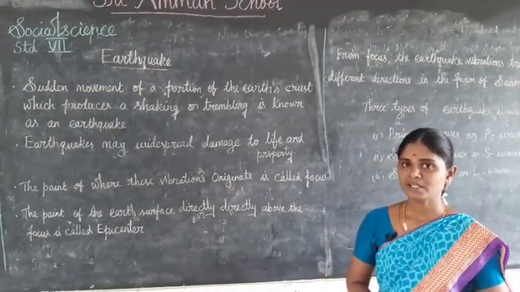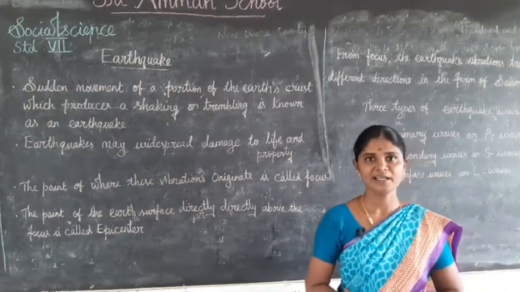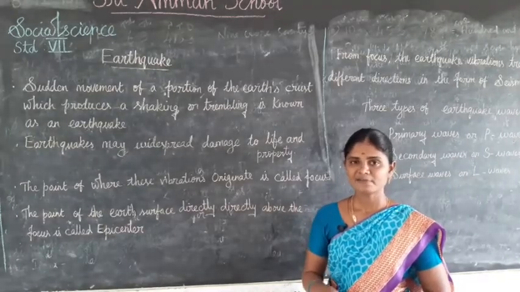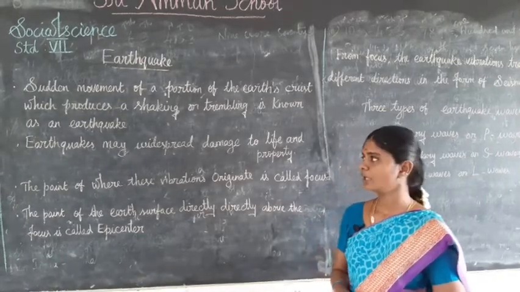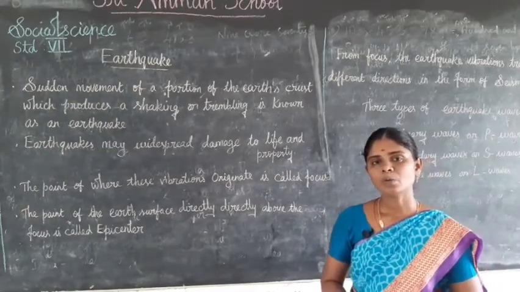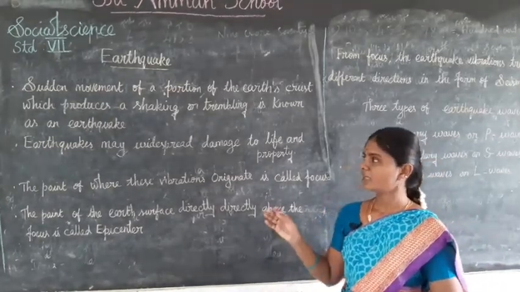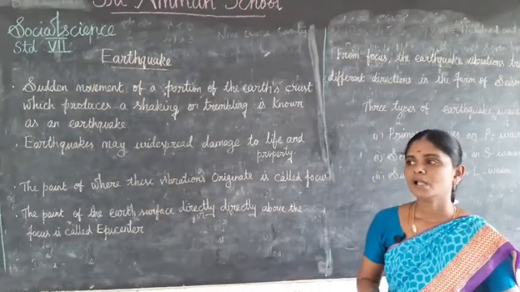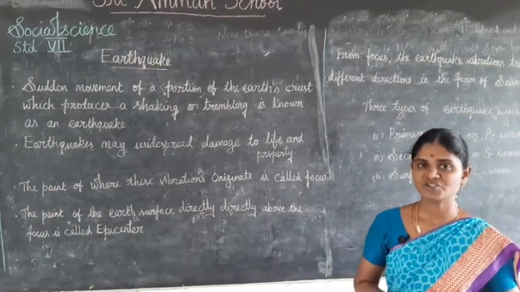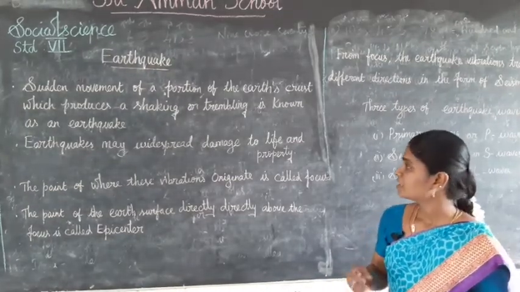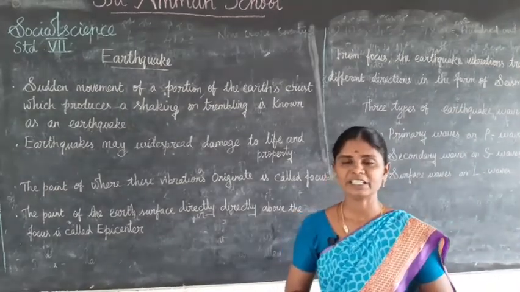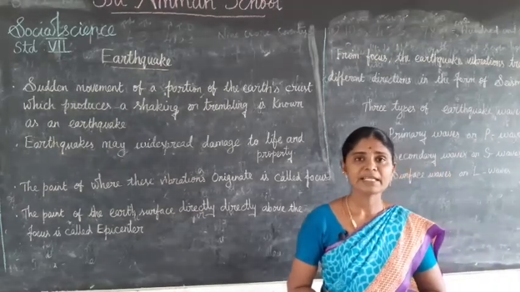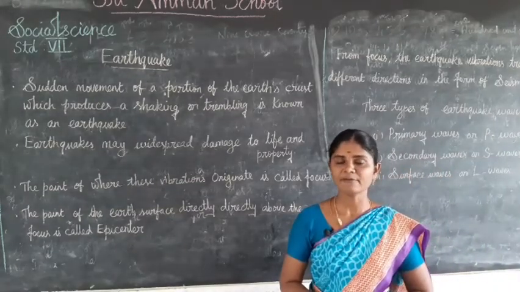What is the result of an earthquake? An earthquake may cause widespread damage, that means a large amount of destruction, to life and property where it occurs.